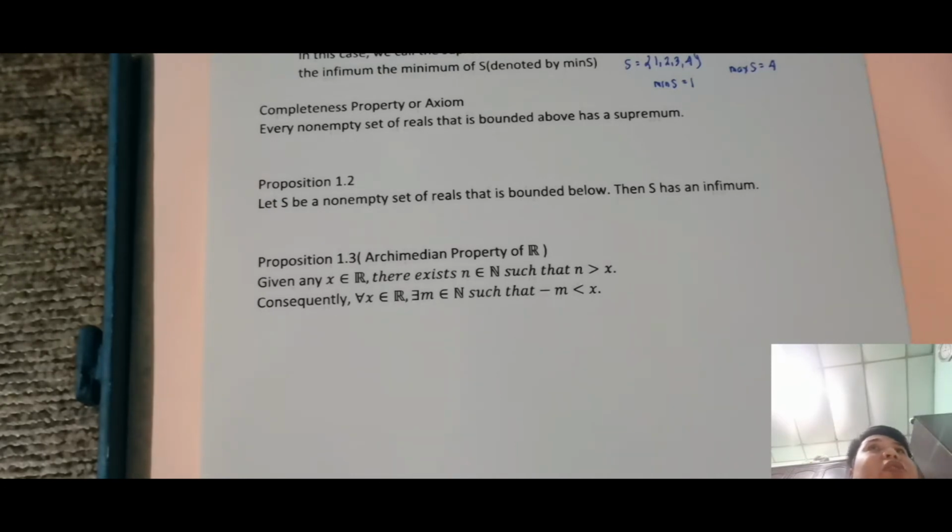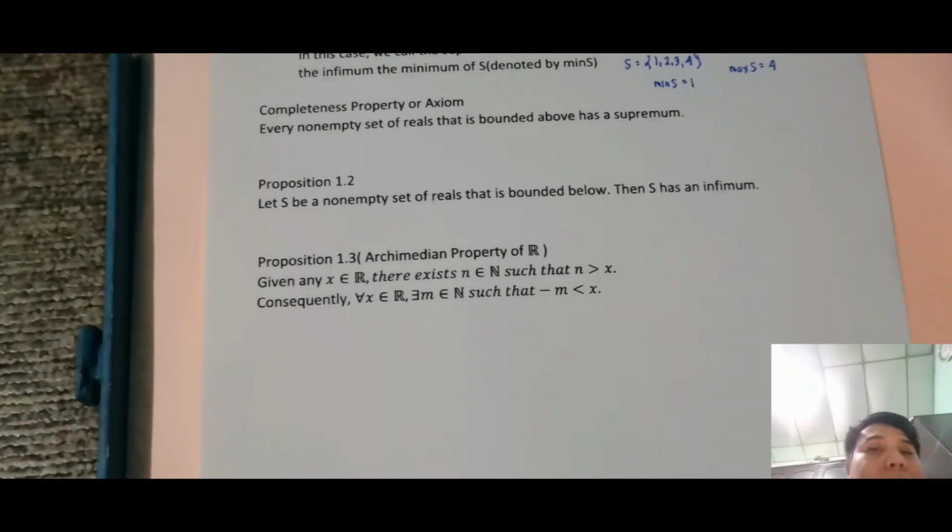So for example, naisip ko 3.14. Ngayon, ang nakaisip na estudyante o tao, meron akong 4 element ng natural number in which si 4 is greater than sa 3.14. Tama. Ganon si Archimedean property. Ang sabi ni Archimedean property, sa kahit anong number na kinukuha mo sa real number, may mag-i-exist na at least isa na natural number na mas malaki doon.